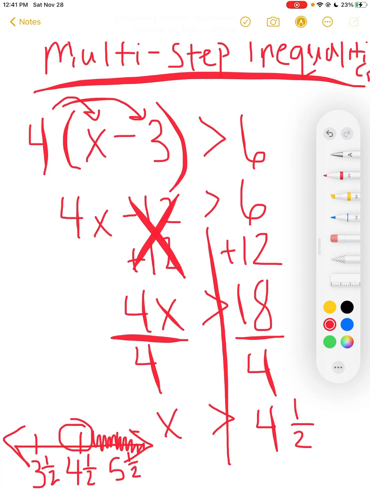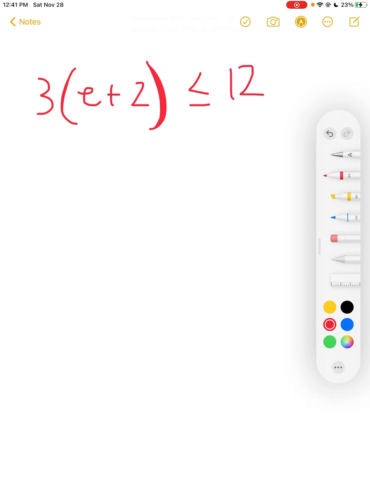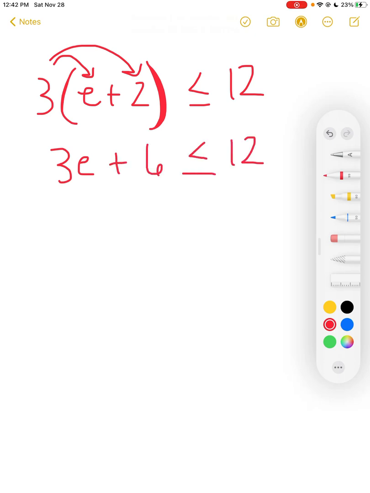All right, you guys, let's try another multi-step. 3 times the quantity e plus 2, close the parentheses, is less than or equal to 12. Very similar to our last problem. We want to start by using distributive property to remove those parentheses. Distribute the 3 to both pieces inside. We get 3e plus 6 is less than or equal to 12.